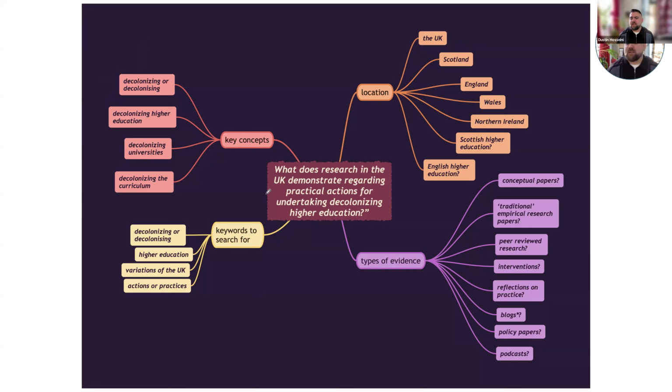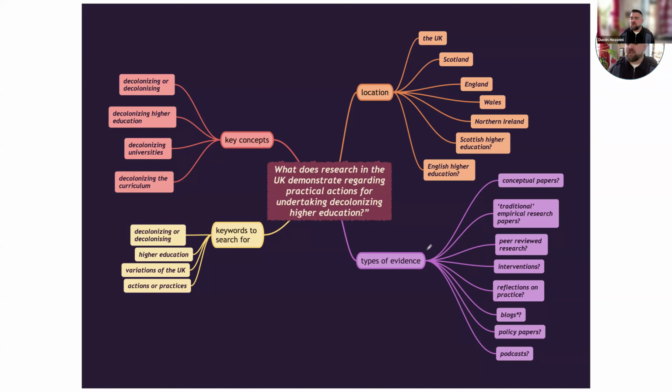And then, of course, evidence. This is very important because you need to consider what kind of evidence you want or need to answer your research question. So, for example, do you want conceptual papers? By that I mean papers that theorize rather than do, say, interviews or interventions and then reflections on practice. So conceptual papers are talking about the theory, maybe introducing new theory, discussing theory, but they're not going away and researching on people or on things, so to speak.